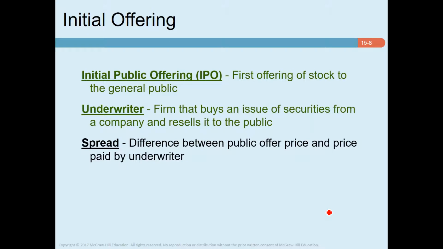Now, sometimes it's known as underwriting spread. Underwriting spread is the difference between the public offer price and the price paid by the underwriter. So essentially, in a certain arrangement, the underwriter may buy shares from the issuing company, let's say at $45, and then resell the shares to general investors at a relatively higher price, let's say $50. So this $5 will be the spread, which is also considered as the underwriting fee.